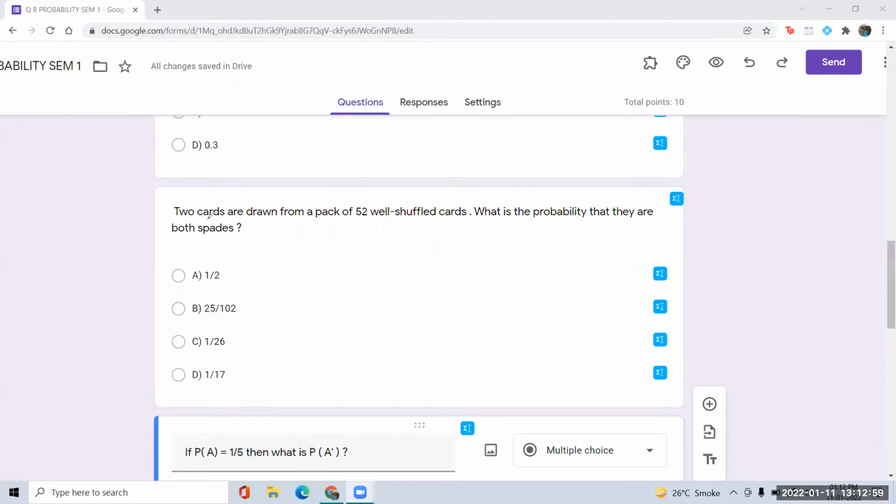Next problem. 2 cards are drawn from a pack of 52 well-shuffled cards. What is the probability that they are both spades? Note that there are 13 spades in a pack of cards. Now, again, I'm using the definition of probability. P of A is NA upon NS. Here, in the denominator, you are having 2 cards to be drawn from 52 cards. So that is going to be in 52C2 ways.